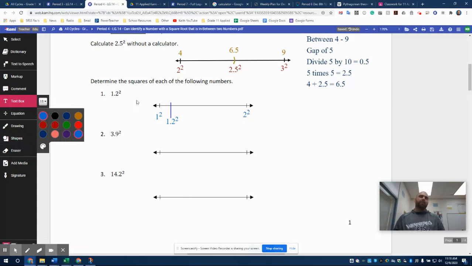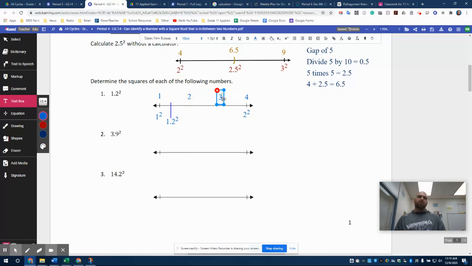All right, on top, we have 1 squared is 1, 2 squared is 4, and somewhere in between is going to be 1.2. Now, this is another way to think about it. If we think about our numbers here, okay, this is our number line. We have 1, 2, 3, 4 on top, and underneath we have our squares, right?